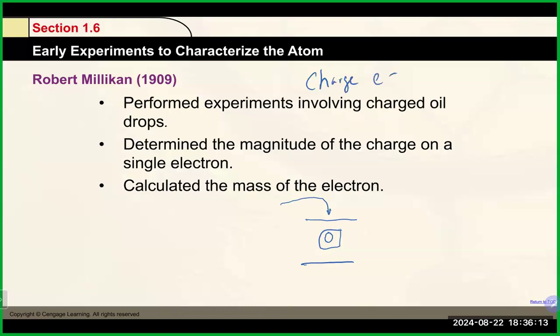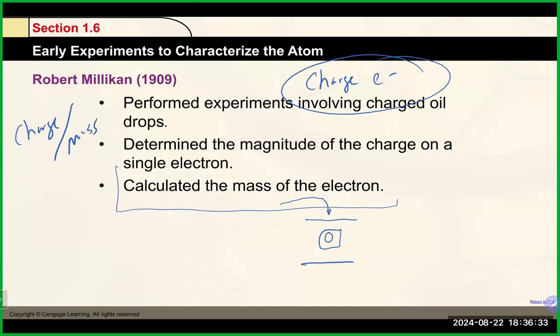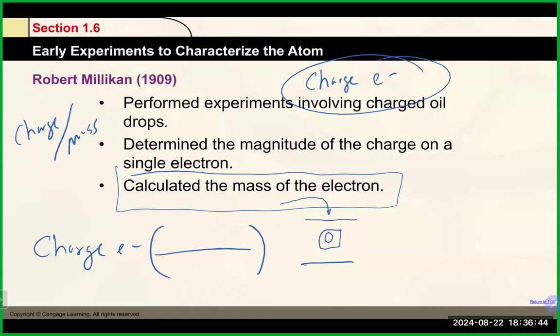So we have Thomson, who did some work with CRT tubes, who was able to figure out the charge to mass of an electron. Millikan was able to figure out the charge of an electron. And really the significance of both of those experiments together is that you're able to figure out what the mass of an electron is. Because if you take the charge of an electron and divide it by the charge to mass of an electron, the charges will cancel and that will give you the mass of an electron.